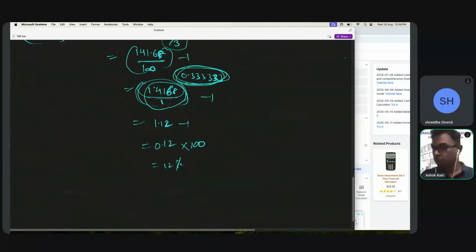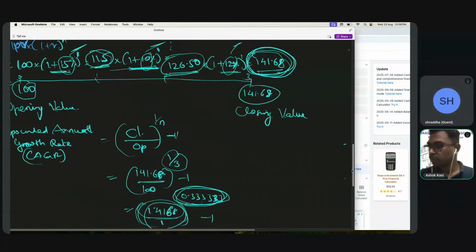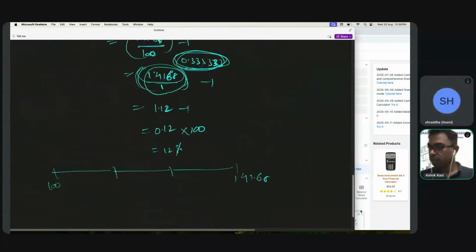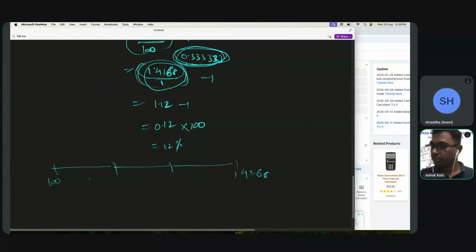Now you imagine that when you invested, the first year it grew 12, the second year it grew at 12, the third year it grew at 12, and that's how it became 141.68. Can you imagine this? Every time it is growing at 12 percentage. Three times it is growing.